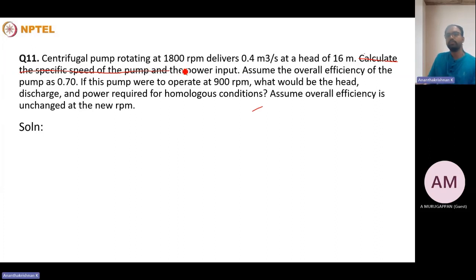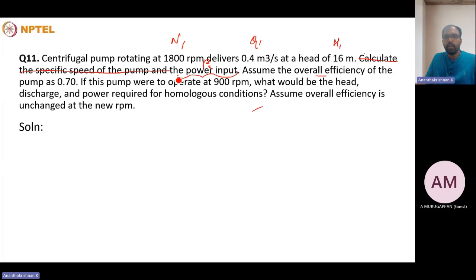A centrifugal pump rotates at 1800 RPM. That is a given condition. You can take it as N1 and delivers 0.4 meter cube per second, that is Q1 discharge, at a head of 16 meters. We have to calculate the power input, P1. Assume the overall efficiency of the pump as 0.7.